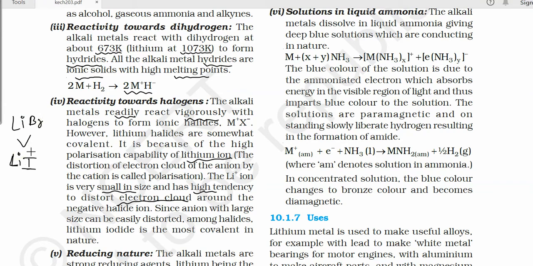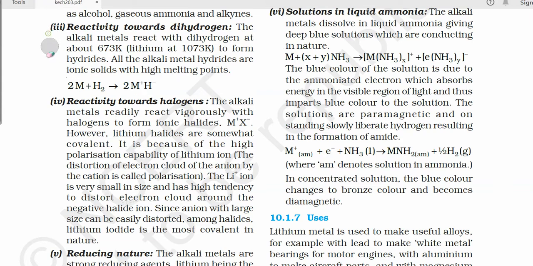Sorry, here the order will be just opposite: lithium iodide has the largest covalent character in comparison to lithium bromide, in comparison to lithium chloride, in comparison to lithium fluoride. So lithium fluoride will be highly ionic, then lithium chloride will be more covalent in comparison to lithium fluoride, and the series continues like this. We can conclude this is due to the increasing size of the halogens.